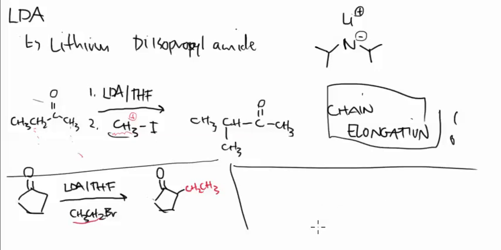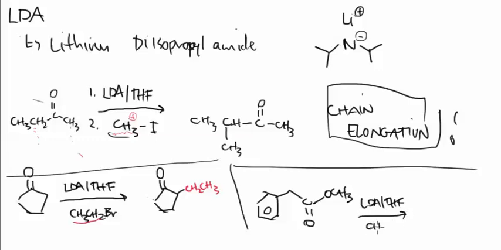So let's look at another example. Let's say that we've got a ring, and then off of this ring we've got a carbon double bond O, and then an OCH3 group, and we add to this LDA, THF, and this time let's do ethyl iodide. Okay, well, here's my carbon of the carbonyl.